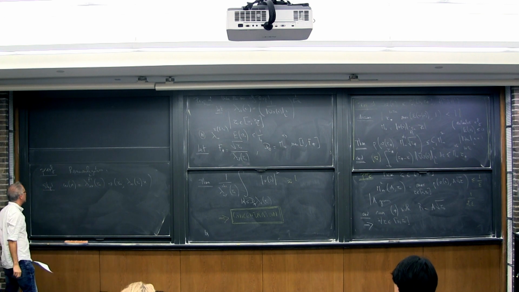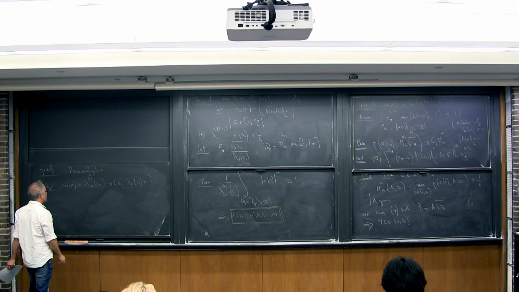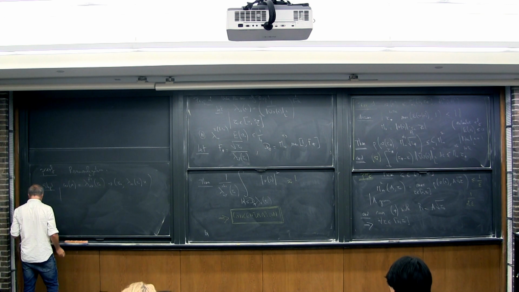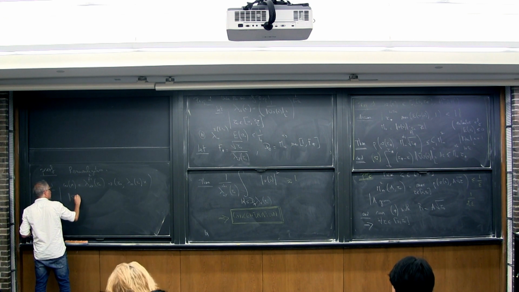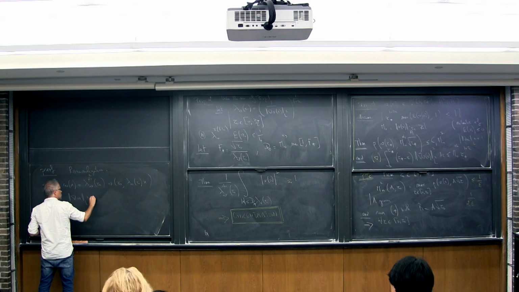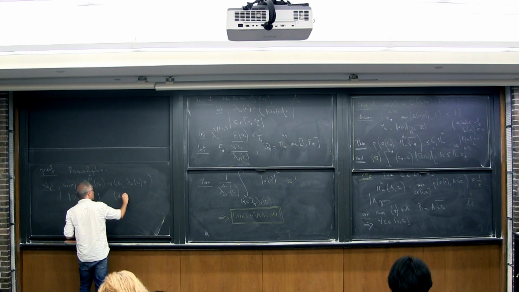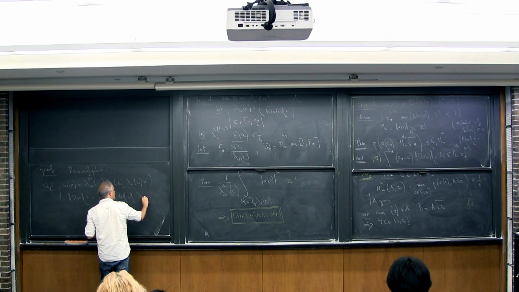I take a time tau naught in my time interval. I renormalize this guy, okay? And I do this in such a way, so this is the definition of lambda v of t naught. I do it in such a way that the L2 norm of the gradient of this guy is equal to 1. Okay, that's the definition of lambda v at time t naught.